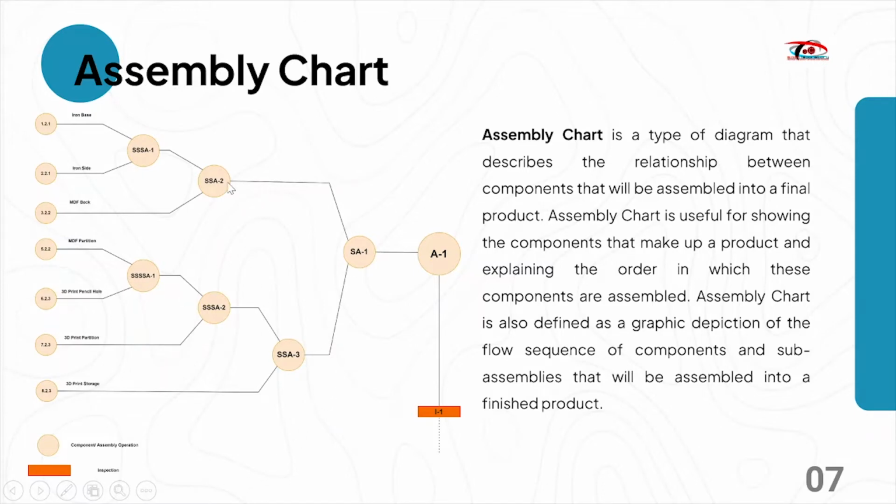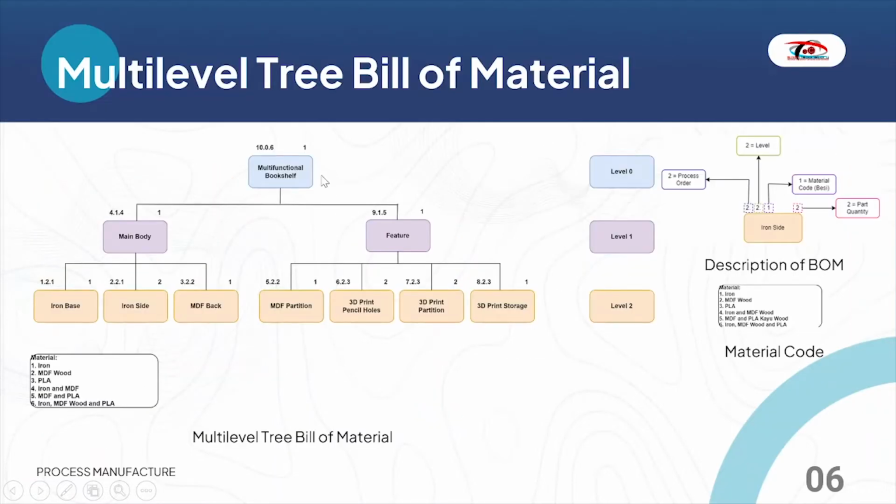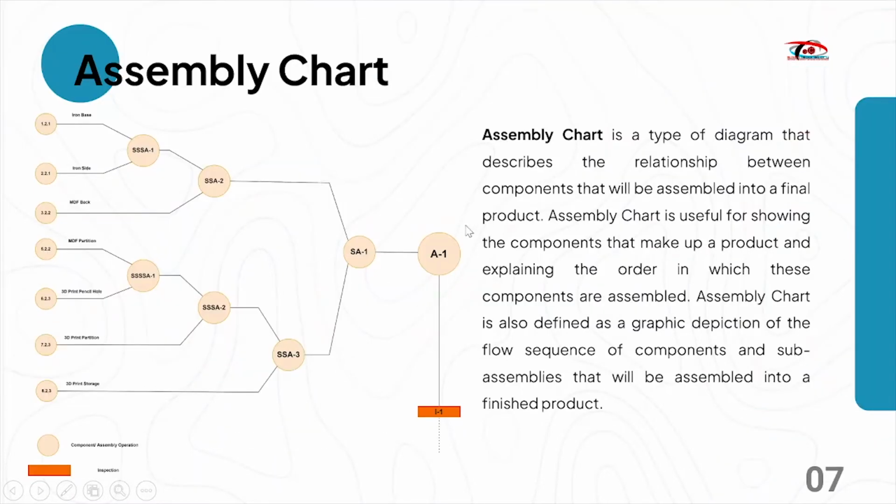So if we already assemble them based on the multi-level 3 bill of material, we have one final product called A1. After that, we will have some inspection here. We can get the code as I1. So this is some legend of our assembly chart.